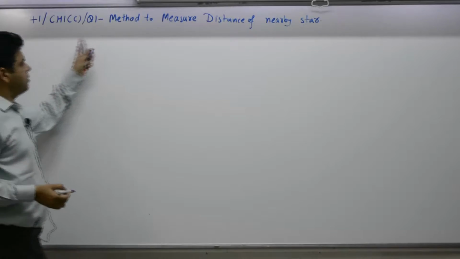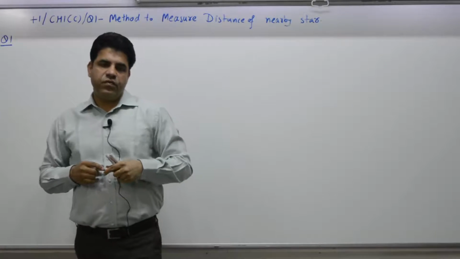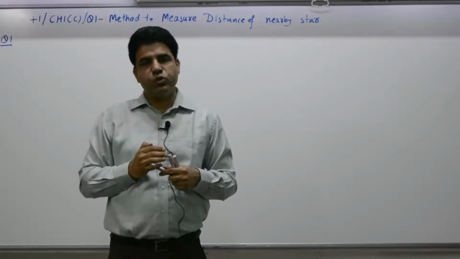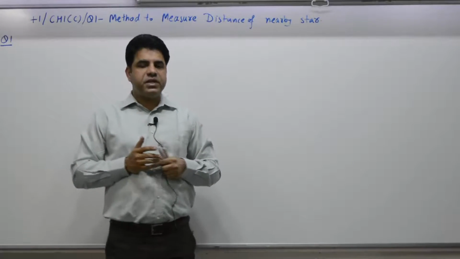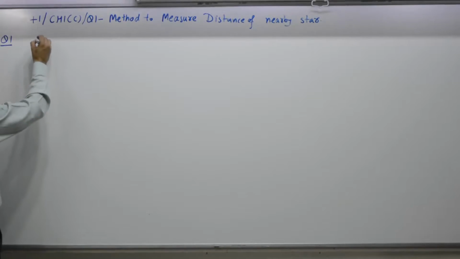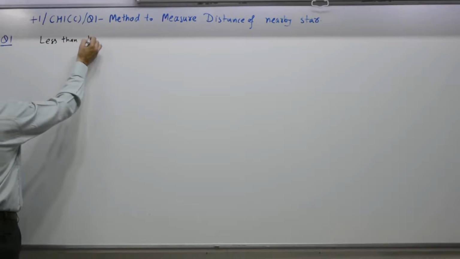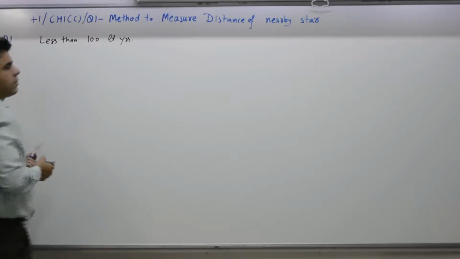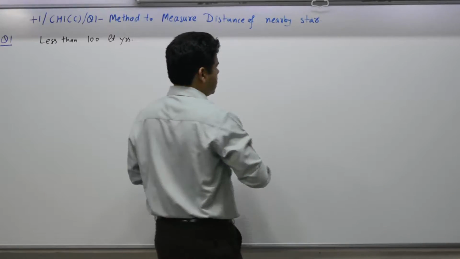Question number 1 deals with the method to measure the distance of a nearby star. When you see from Earth, there are some stars that are close to Earth, and there are some stars that are far away. We can measure distances of those stars that are at a distance less than 100 light years away.